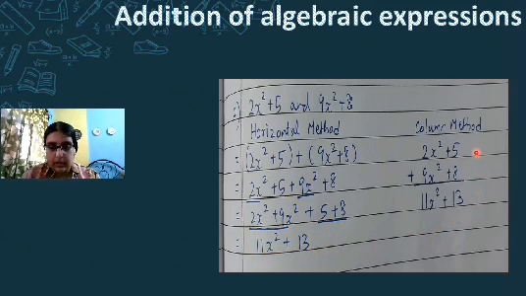When we look at the column method, there we arrange the like terms one below the other. So like I have done over here, I have first written my first binomial, which is 2x squared plus 5. Then I have carefully placed the like terms beneath one another. So 9x squared I have placed below 2x squared, and 8, the number, I have placed beneath number 5. I add them. Now 8 plus 5 is 13, so plus 13, and 9 plus 2 is 11. So 11x squared plus 13 is the answer.